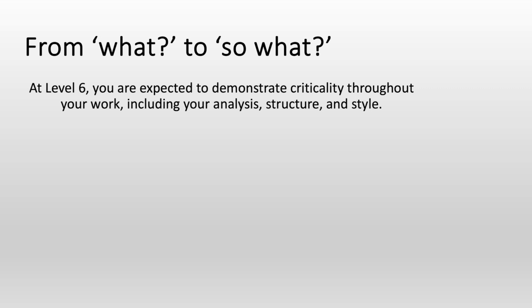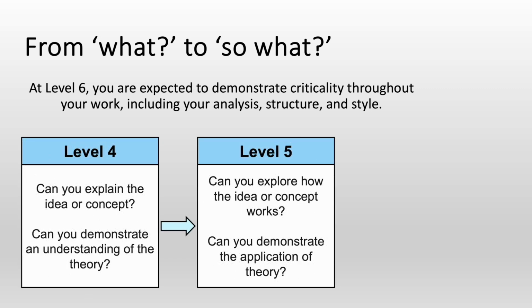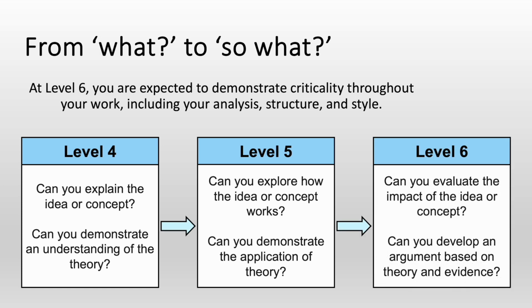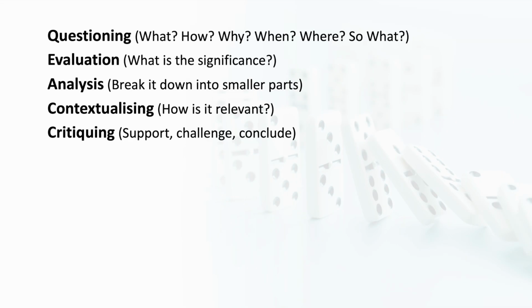Criticality. From what to so what. Now you're working at level 6, you need to demonstrate criticality throughout your work in terms of your analysis, your structure and your style. At levels 4 and 5, we explained concepts and explored them further. We demonstrated understanding of theory and applied that theory. And now we need to evaluate the impact of the idea or concept and develop arguments based on that theory and that evidence. We need to be questioning what, how, why, when, where, so what does that mean?